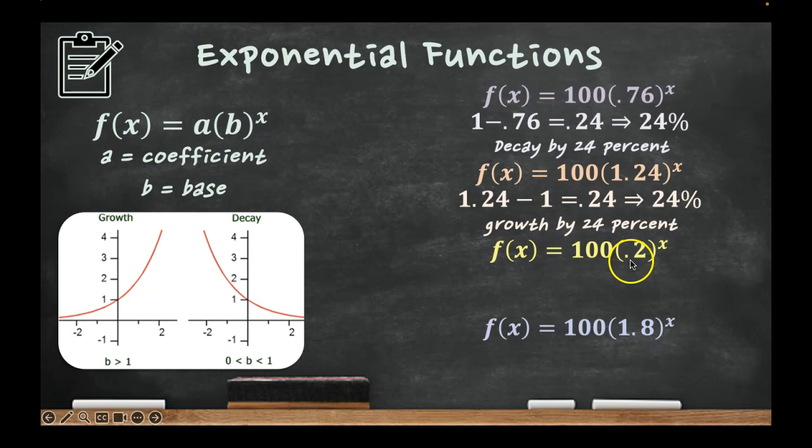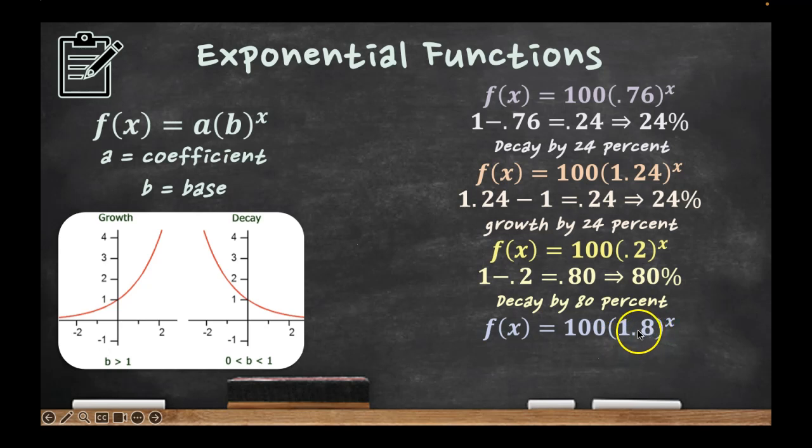Now, the next one, we know it's decay, but by how much? Oftentimes, people will say decay by 20%, or decay by 2%. Neither one of those is going to be correct here. We know it's decay, so we'll take 1 minus the base, and you get 0.8. Move the decimal to the right twice, and you get 80%. So that's going to be a decay of 80%.